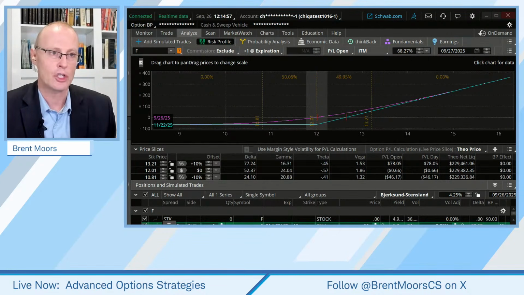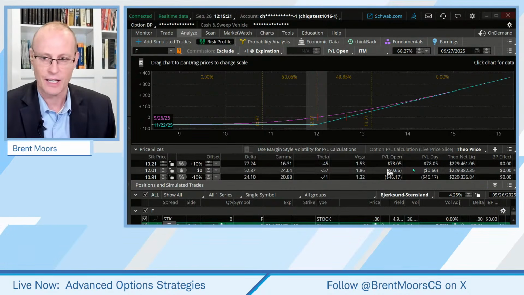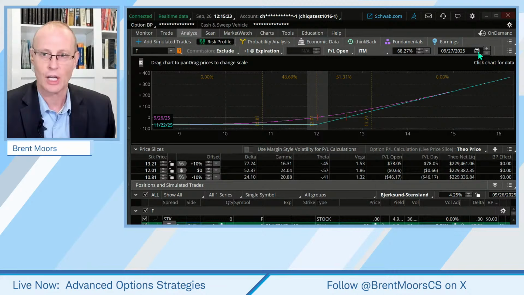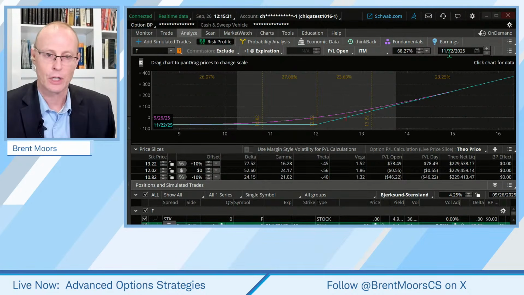The first key thing to know if you're going to look at probabilities here is you've got to get your dates right. This date in the upper right portion of the page should be your expiration date plus 1 day, okay? Expiration date is November 21st. I'm going to change that to November 22nd. This day down here should be today, okay? Today is September 26th, so we're going to just leave that as is. It should be 1 day after this day down here, okay?